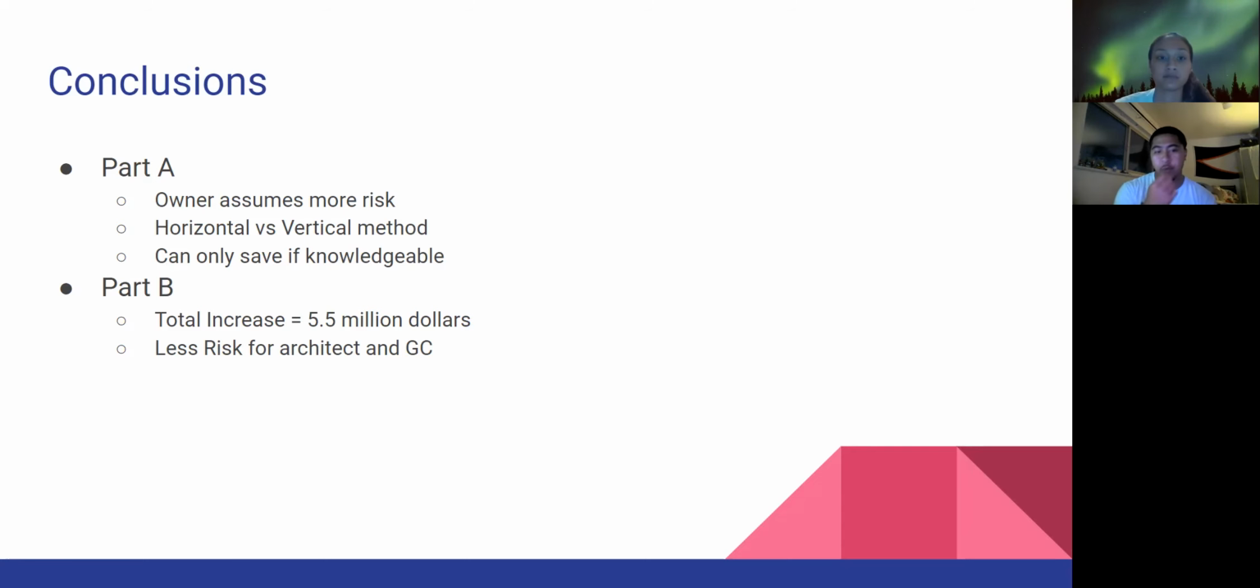In conclusion, for Part B, the total increase would be $5.5 million, and there will be less risk for the architect and general contractors.